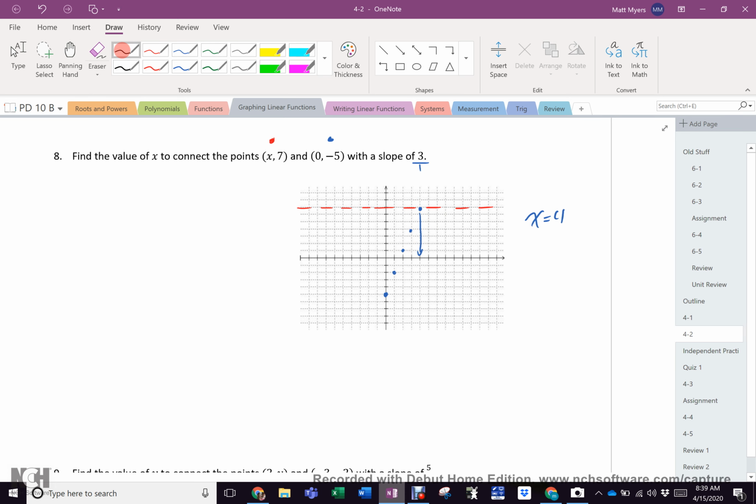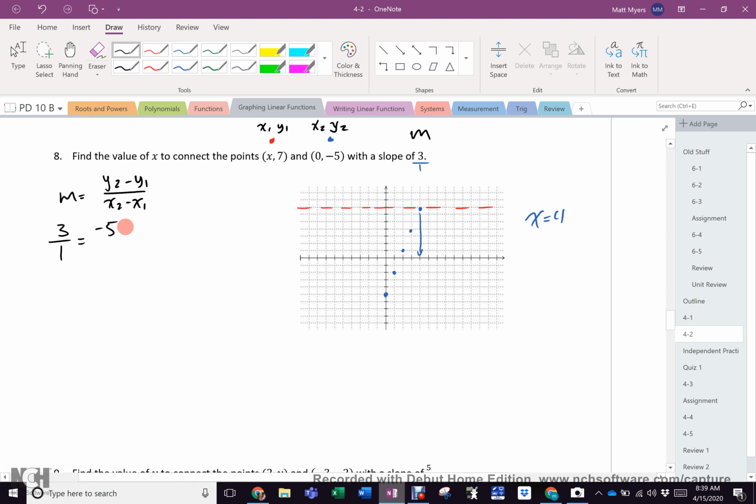Again, let's do it with algebra. m equals y2 minus y1 over x2 minus x1, with x2, y2, x1, y1. Again, it is absolutely impossible if you write it out to do it wrong. m is 3 over 1.